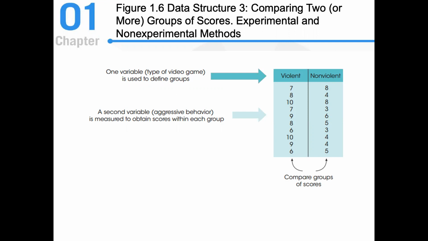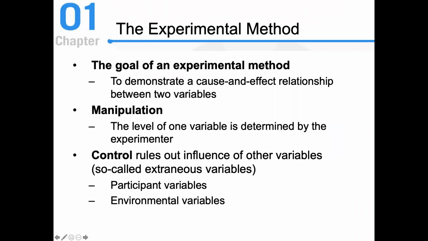So this is the data structure for evaluating relationship between variables. If you note, one variable is used to define the groups, and the second variable is measured to obtain scores in each group, between the type of video game and the aggressive behavior. So the experimental method: the goal of an experimental method is to demonstrate a cause and effect relationship between two variables. You also have manipulation. The level of one variable is determined by the experimenter, and then control rules out the influence of other variables, so-called extraneous variables, participant variables, and environmental variables.